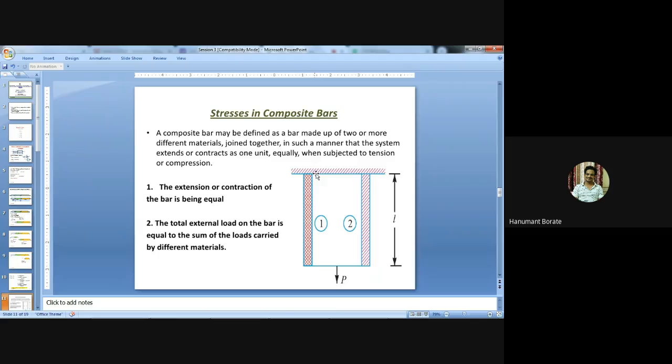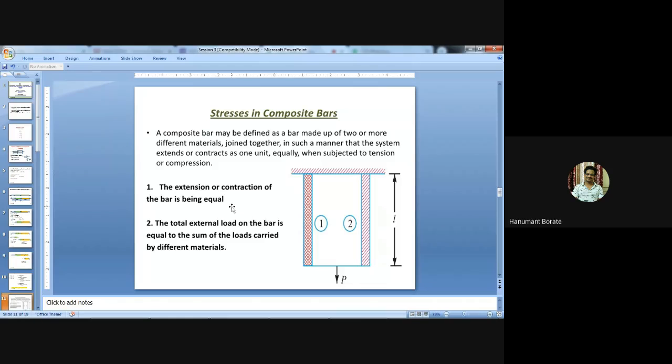Here you can see two bars suspended from the roof, and the material of this system is different. The first member is of one material, the second member is of another material, and we have applied the load combinedly. Then we'll see what the value of stress and strain is whenever the members are in parallel.